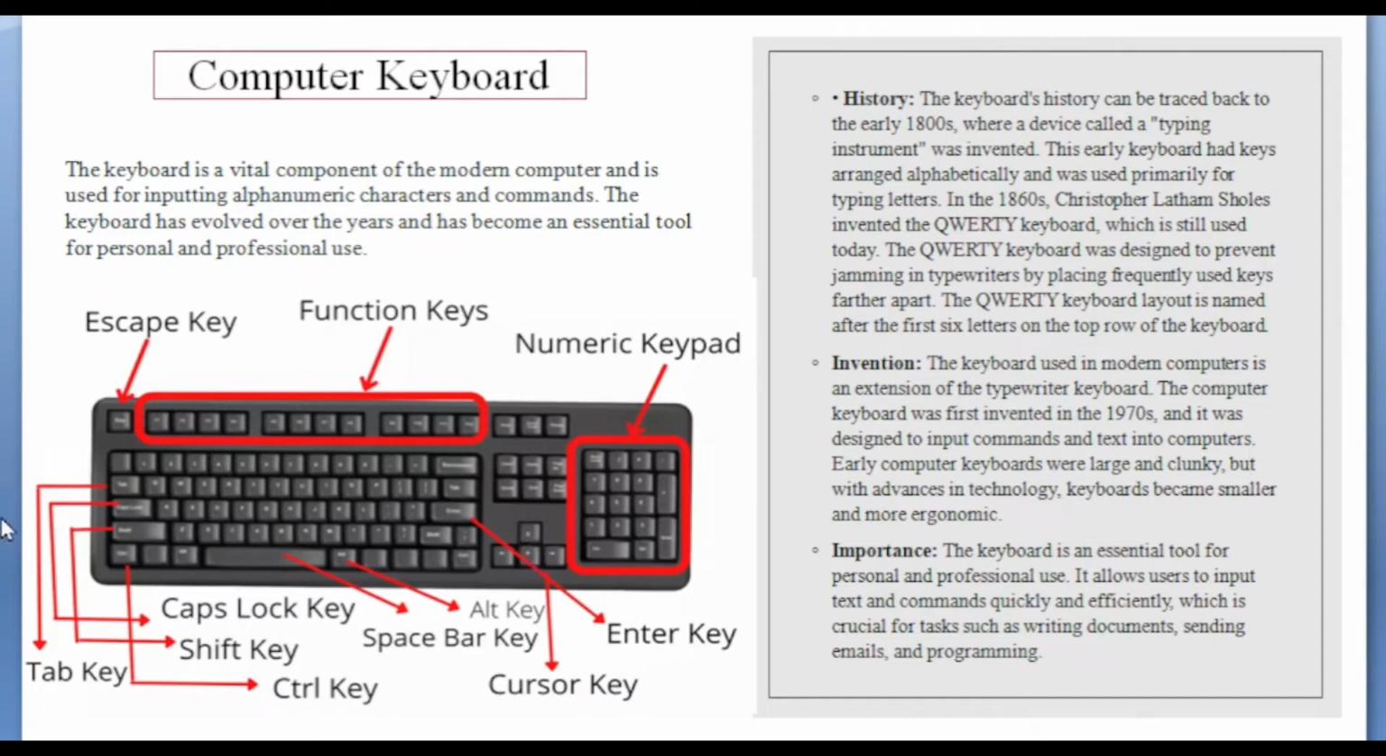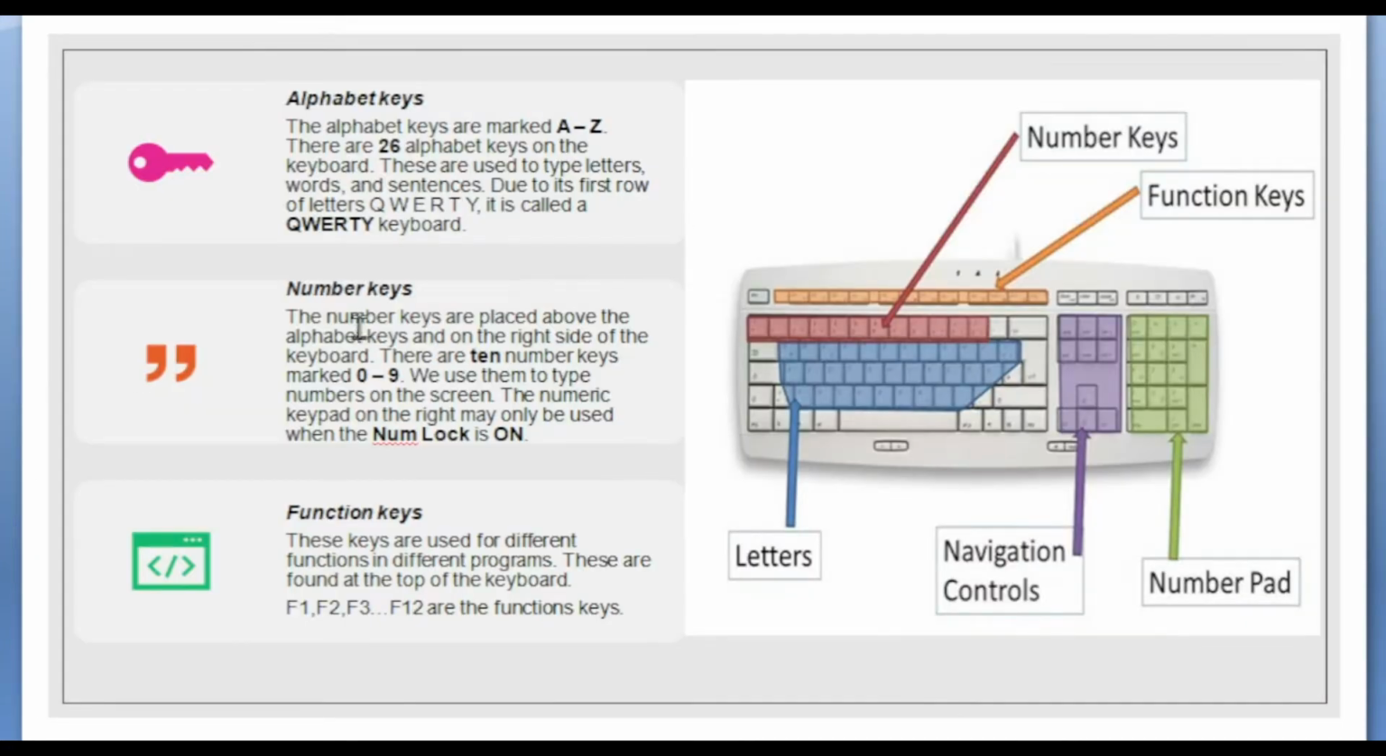Okay, so the blue area contains the alphabet keys. A to Z, 26 alphabet keys on the keyboard. They are used to type letters, words and sentences. Due to the first row of letters QWERTY, it is called the QWERTY keyboard, as I mentioned.